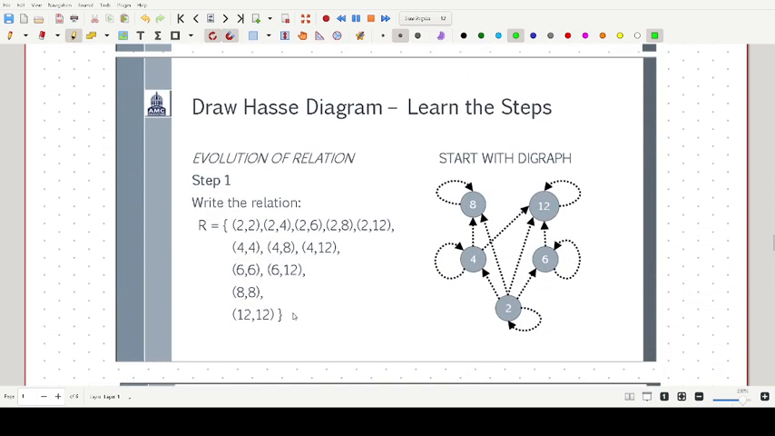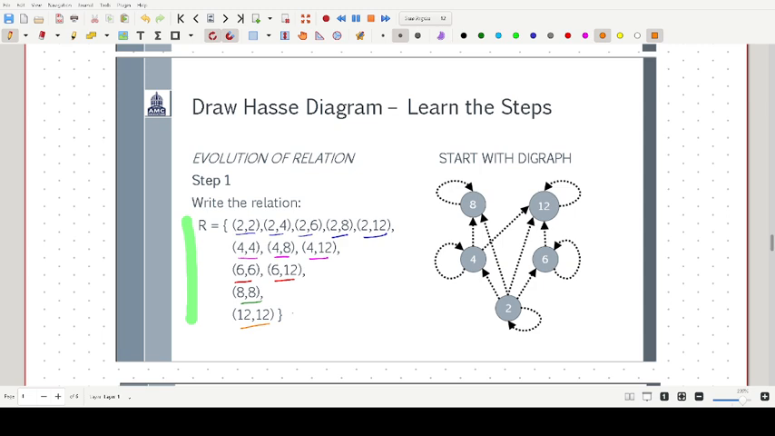Now, let's draw the Hasse diagram over here. For that, let's first write down the relation. You can see that the relation is written over here. So we have elements like 2 comma 2, 2 comma 4, 2 comma 6, 2 comma 8, 2 comma 12. So 2 divides all these numbers. 4 divides 4, 4 divides 8, 4 divides 12, and hence we get these three numbers. 6 divides 6, and 6 divides 12. And of course, 8 divides 8, and finally we have got 12 divides 12.